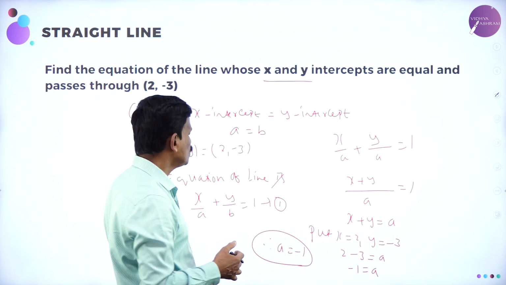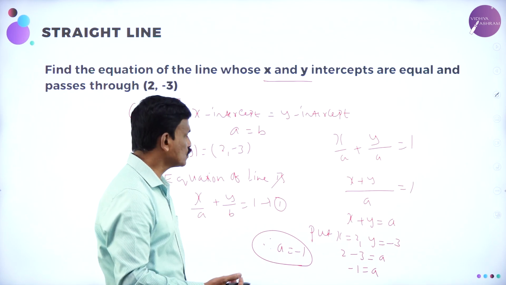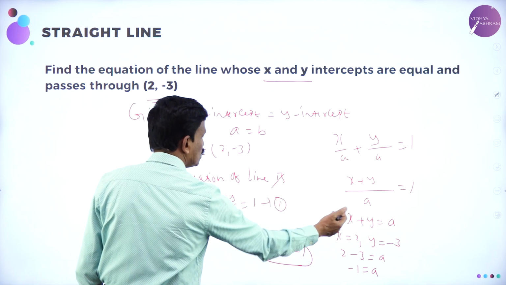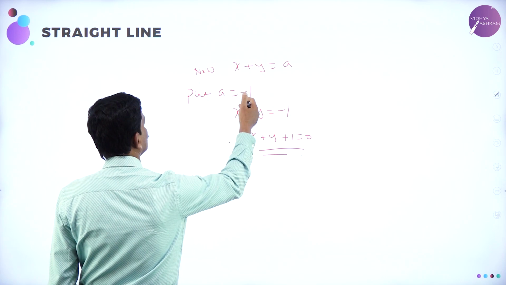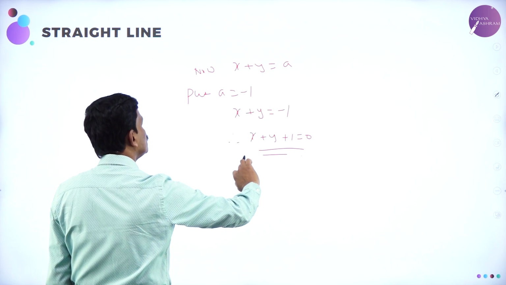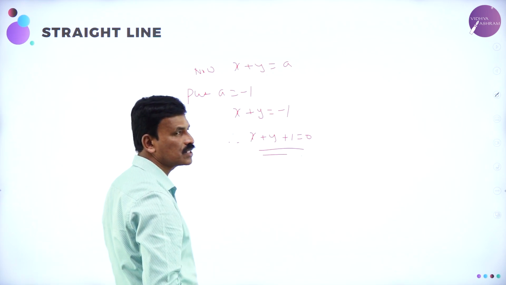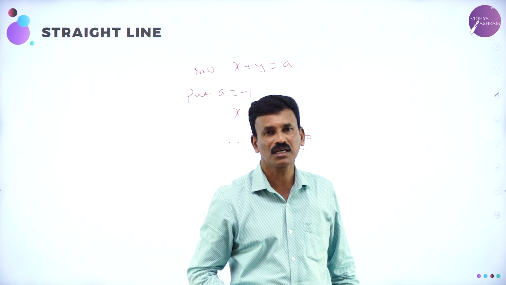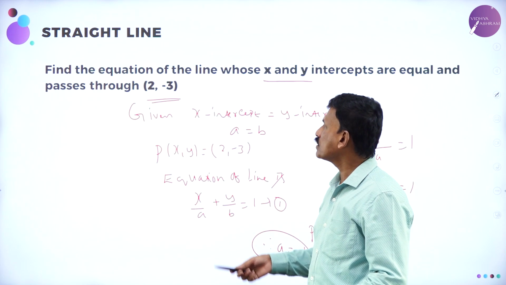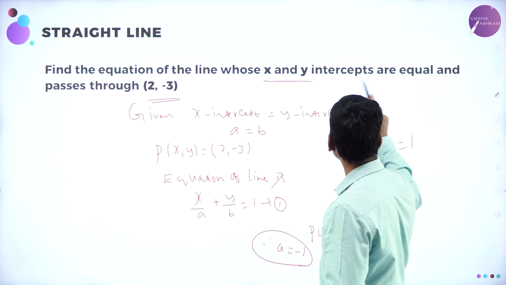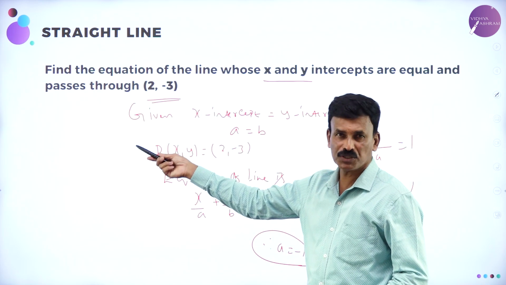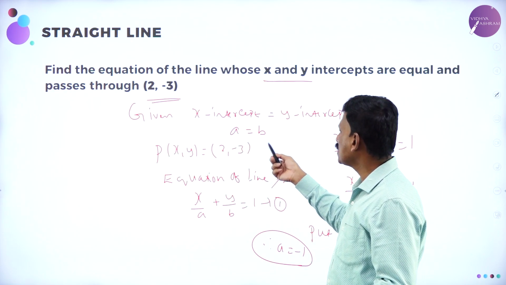That's it. Okay. Now just substitute the value of a is equal to minus 1 in this equation. So that is, put x plus y is equal to a. A is minus 1. Transfer this, x plus y plus 1 is equal to 0 is the required equation of the line. That's it. Very simple problem. What is the problem given? The x and y intercepts are equal and passes through the point 2 comma minus 3, means a is equal to b.